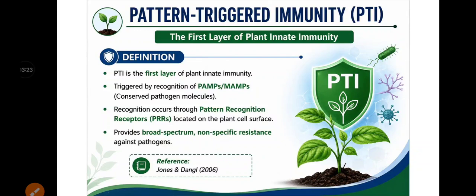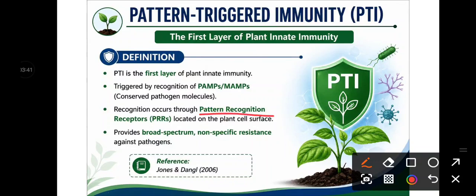Like that, the plant recognizes the pathogen. For this recognition, the plant itself needs something that will recognize the PAMP or MAMP. That receptor is known as the pattern recognition receptor, because it recognizes the signature pattern of the pathogen. These are present mostly on the outer membrane of the plant.